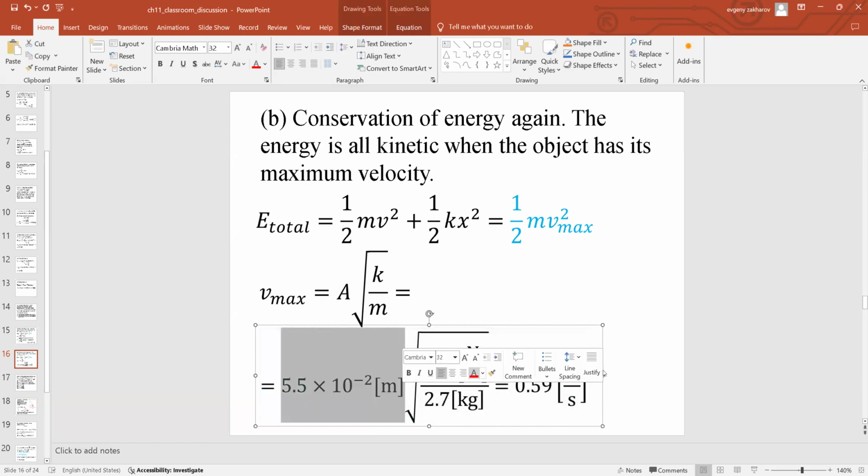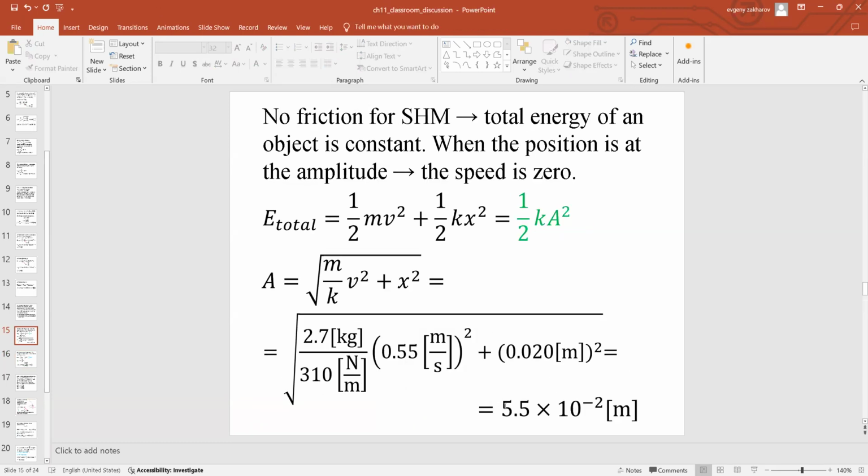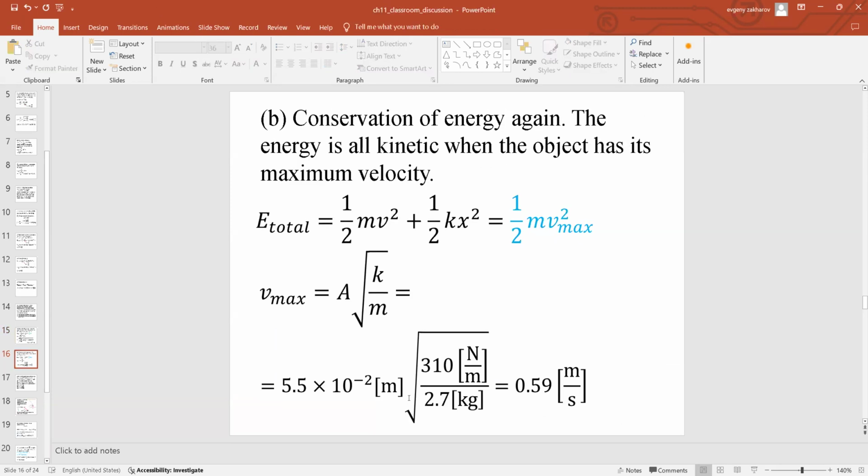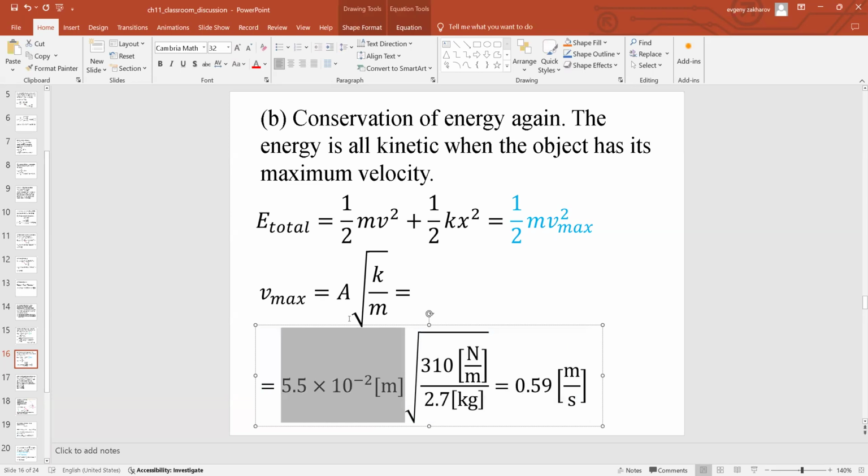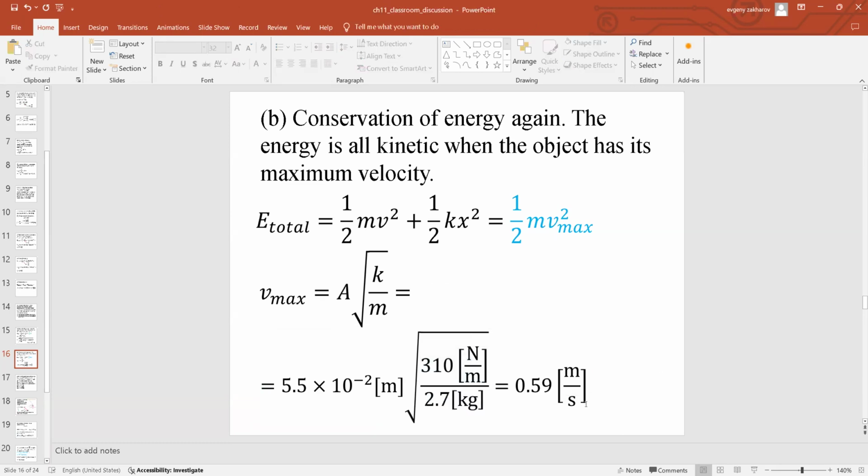You figured out the amplitude from the previous part. Amplitude comes from part A. So you're going to use it for your amplitude value. Stiffness is given. Mass is given. Easy peasy. 0.59 meters per second. Yeah, makes sense.